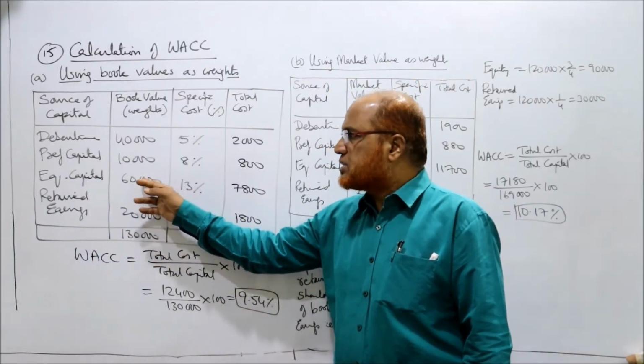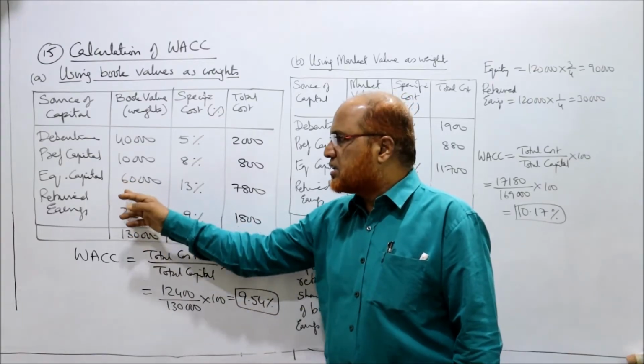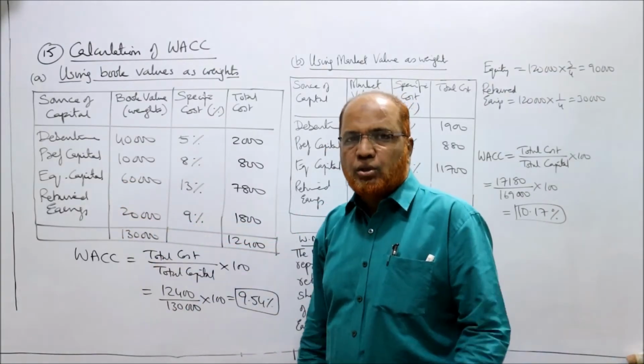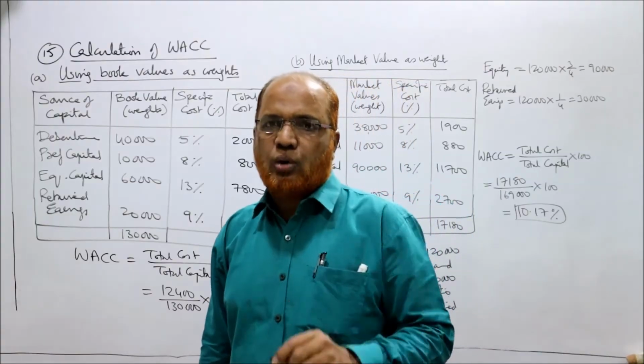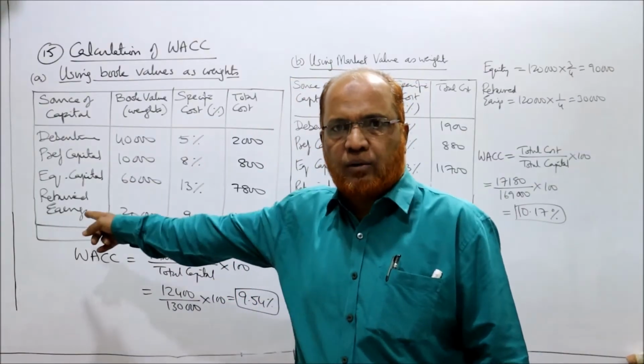The book value ratio is 60,000 is to 20,000, 6 is to 2, 3 is to 1. So 3 is to 1 is the ratio of equity and retained earnings book value.